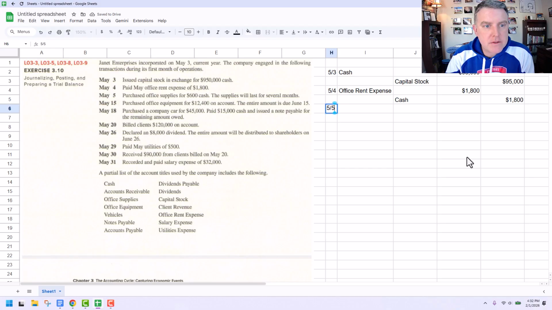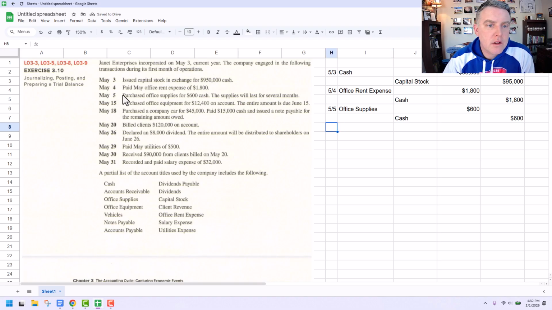May 5th, what happens on May 5th? They purchased office supplies for $600 cash. So we're going to use this office supplies account, which is an asset account, and we're going to credit cash. Office supplies are $600.